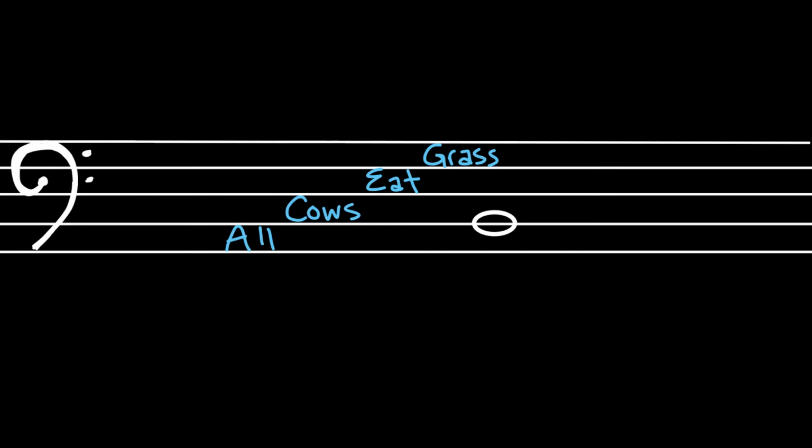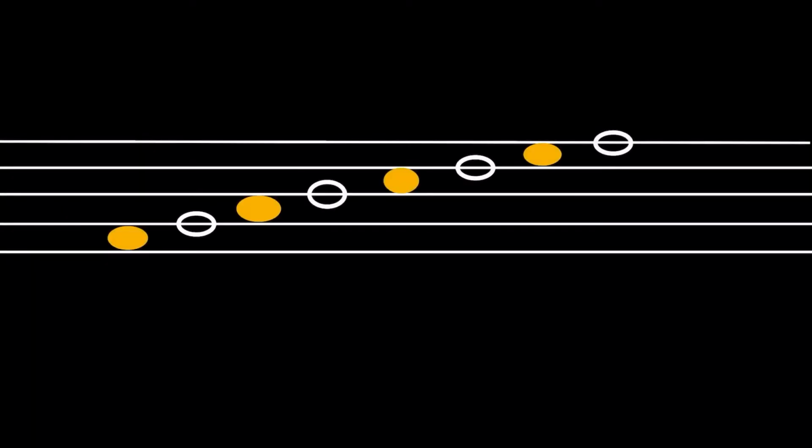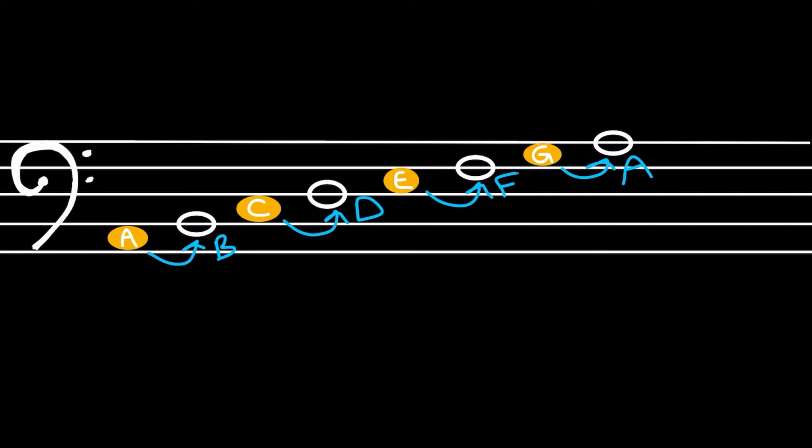Here's a little diagram to help you remember all cows eat grass and then how to figure out those notes in between. So all A and then the next note is B. Cows C, and then the next note is D. Eat E, and then the next note is F, and then grass G, and then the next note is actually going to go back to A because our music alphabet only goes up to G. We go A, B, C, D, E, F, G, and then we start over from A again. So then you can just go through the alphabet, and when you get to G, go back to A.